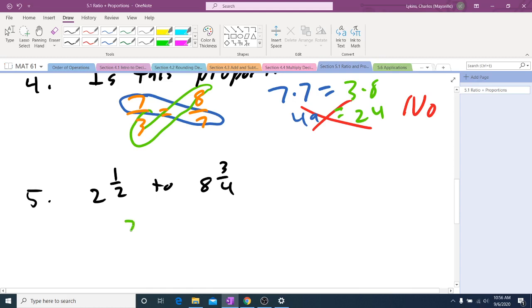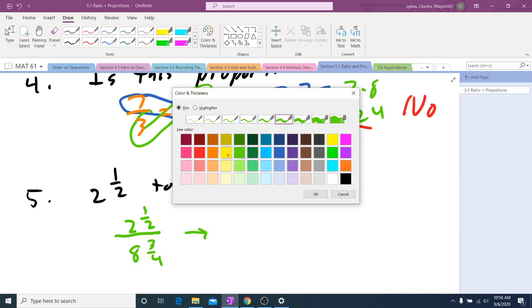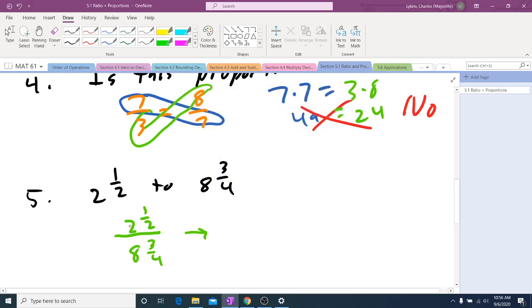Okay, so here's the correct ratio. Now, if it asks you to reduce it, this is when you do the improper fraction. So what I'm going to do is I'm going to say 2 times 2, which is 4, plus the top. So I'm going to multiply it and add it to give you 5 over 2. And then I'm going to say 4 times 8 is 32, plus your 3 is 35 over 4.